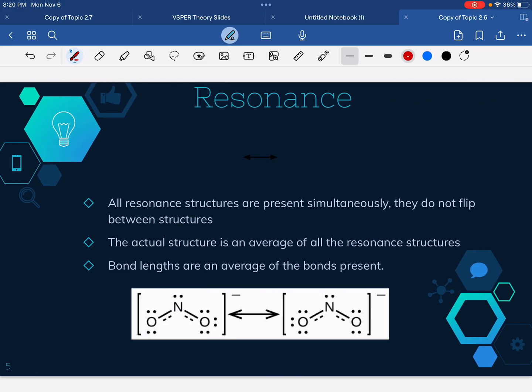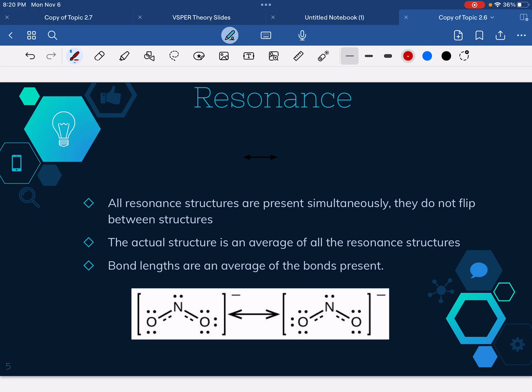All resonance structures are present simultaneously. They don't flip between the structures. We think of them as kind of flipping back and forth, almost like those flip books that you used to see. You draw pictures a little bit slightly different, you flip through them, and it looks like maybe the person is moving or running. That's not really what's happening.